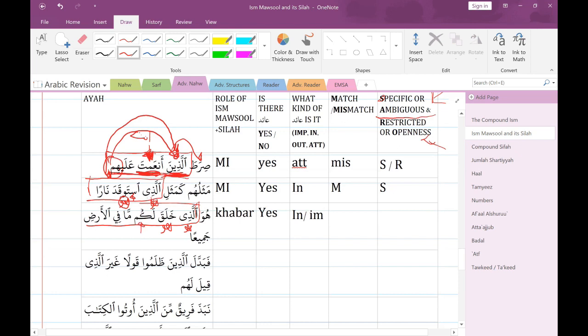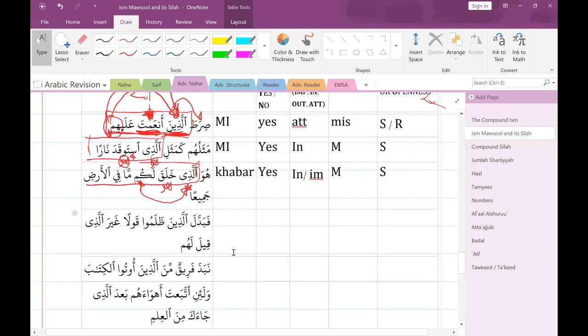And why is it lakum? Why is lakum not the a'id? Because lakum doesn't match alladhi. Kum is antum, right? So somebody might say, oh, but there's an attached pronoun here. Not all attached pronouns are a'id, like we've seen. So that's important to know. And of course here we can say this is a match. And because it's alladhi, that's going to be specific. The discussion of restricted or openness doesn't really matter because it's a match. We don't expect the a'id to come back, in a sense.